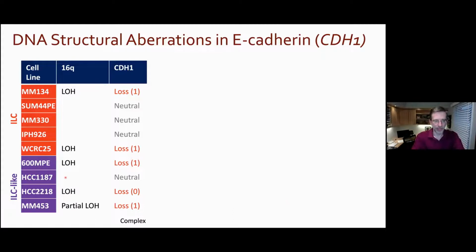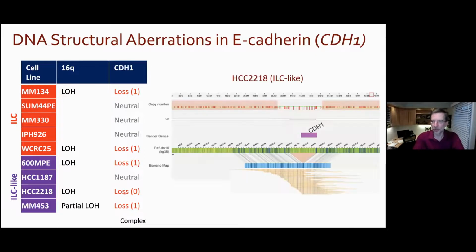So what happens in these ILC-like cell lines when you do this to E-cadherin? This is the key question. So this looks at the copy number status for E-cadherin or CDH1 in the ILC cell lines and the ILC-like. You can see there's a number that have copy number loss in the ILC-like. And you can now start to see very unique features of the CDH1 locus in those what are ILC-like, labeled as IDC, but we think they're ILC-like cell lines.